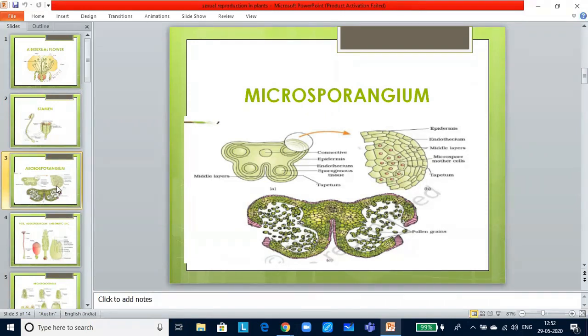It is made up of four layers: epidermis, endothecium, middle layer, and tapetum. The epidermis, endothecium, and middle layers are protective in function and help in dehiscence of the anther. The innermost layer is the tapetum, which nourishes the developing pollen grain.